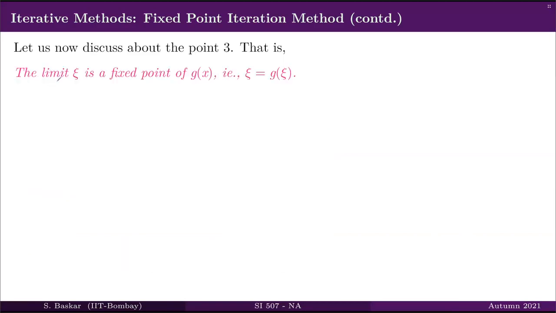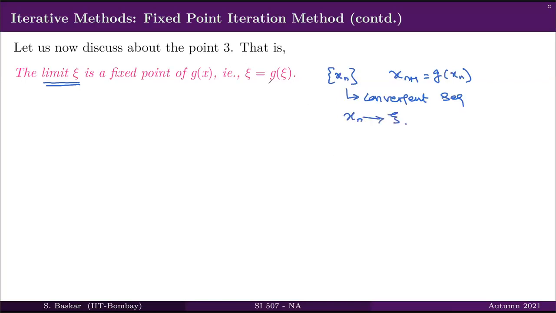The third property says that the limit of your sequence should be a fixed point of your function g. Remember, we have bypassed the second property and come to the third property. When you are in the third property, we are assuming that the sequence is converging and then talk about its limit. That is why I said limit xi. So assume that the sequence xn generated by xn plus 1 equal to g of xn is a convergent sequence, and say it converges to xi, right?